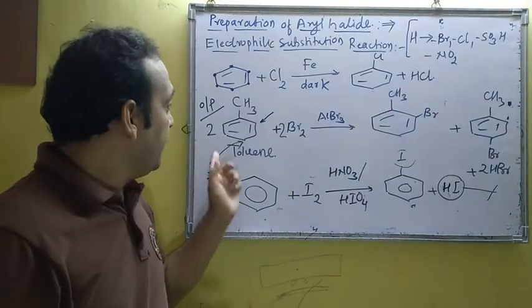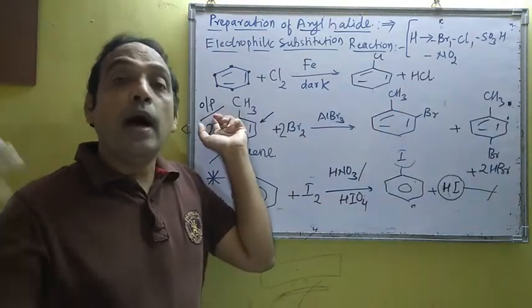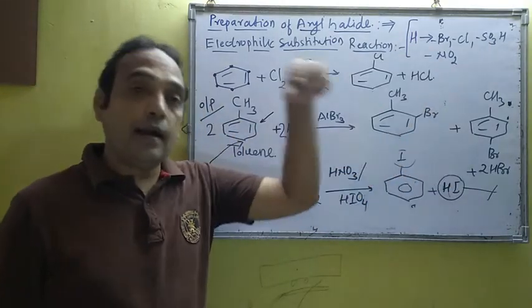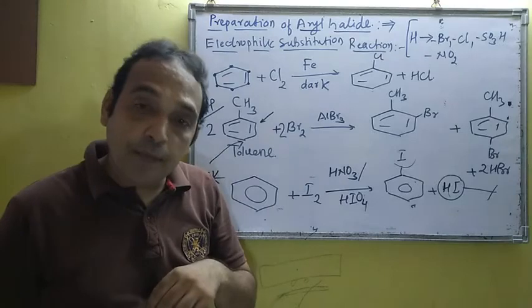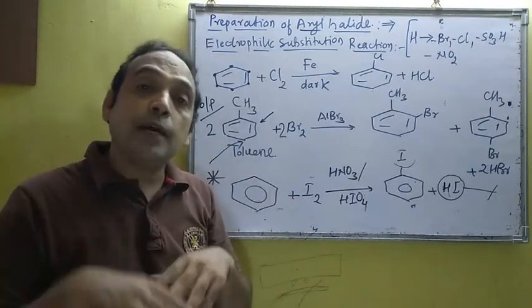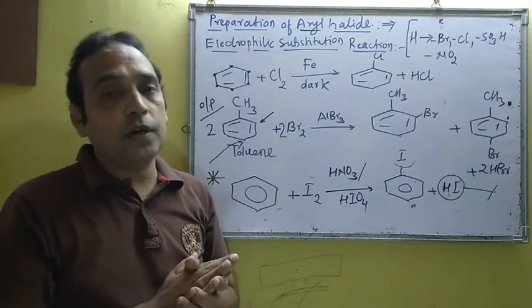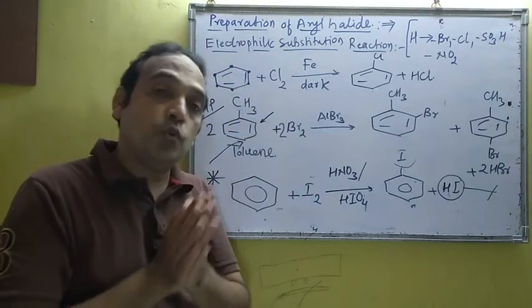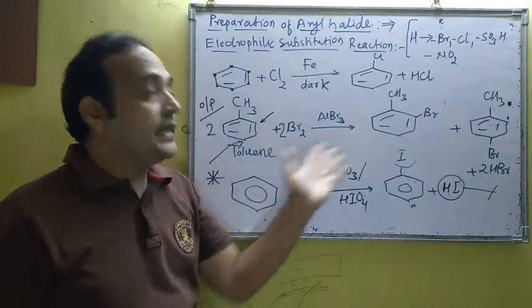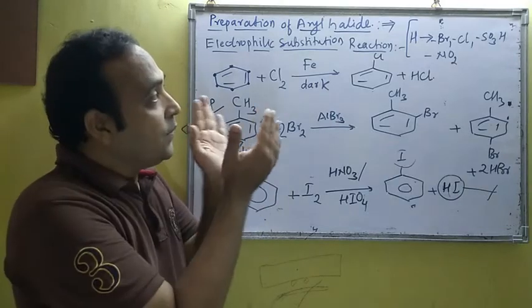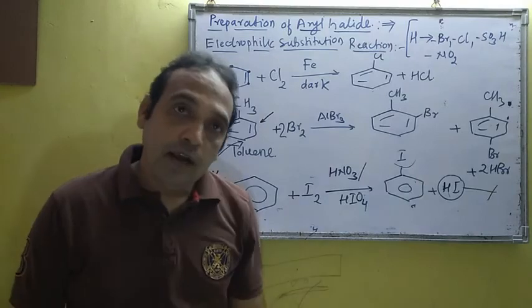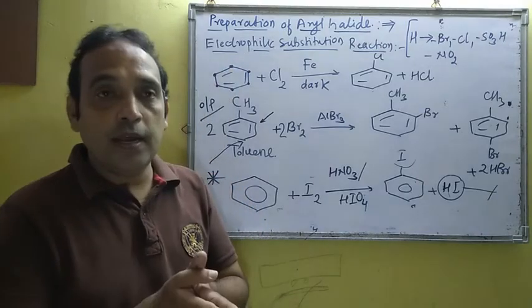Then try to remember the resonating structure. Now here the incoming group is Br. Why the incoming group goes to ortho and para position, and why it is at meta position, all that part you covered in 11th. We have written a lot of resonating structures. Just go through those resonating structures and try to remember. Okay, so this is our last preparation method, that is preparation of aryl halides. Hope you understood.